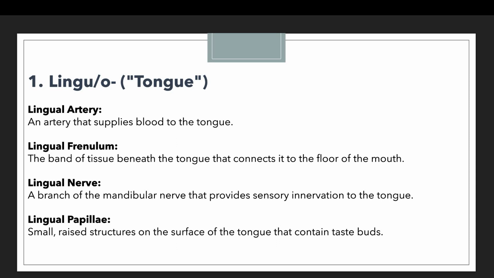The word lingu is at the beginning, because as I told you, a prefix is always at the beginning. Lingu represents the tongue, and frenulum is a band of tissue.